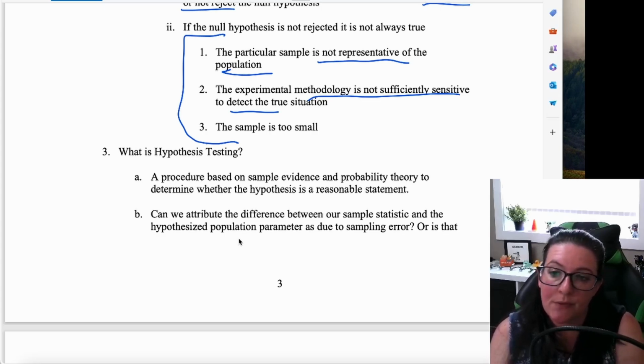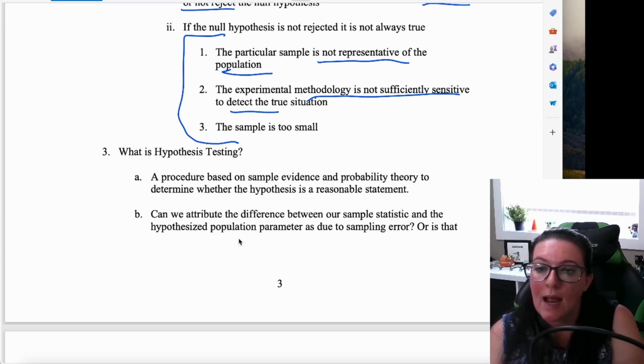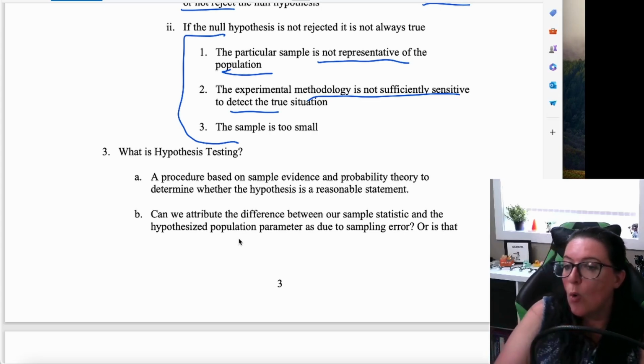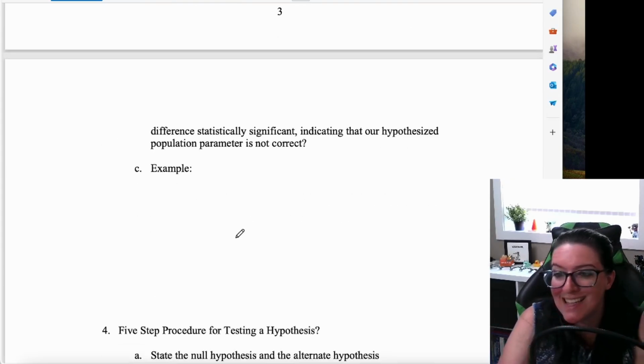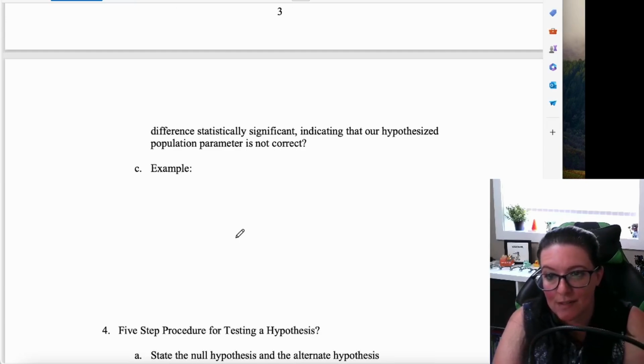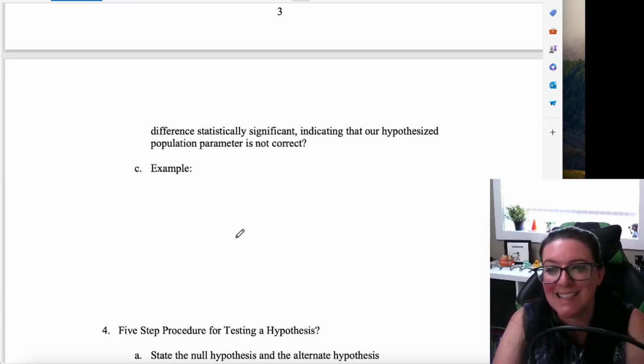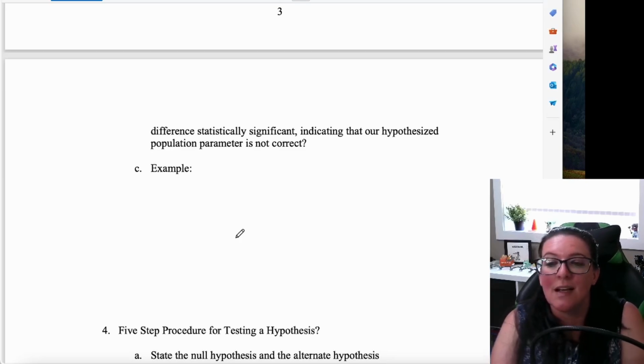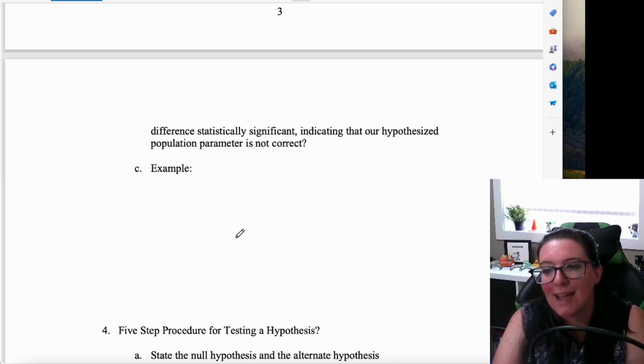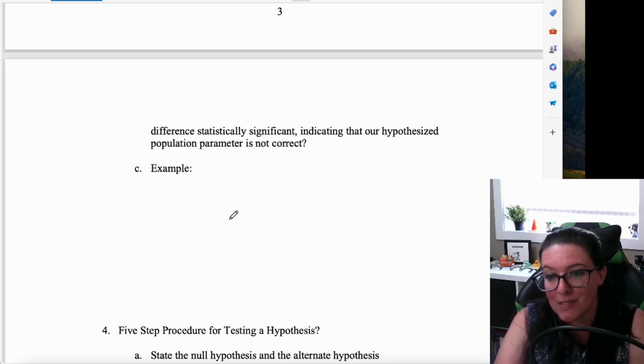Can we attribute the difference between our sample statistic and the population parameter as just being due to sampling error, or is there actually a statistically significant difference? Okay, so when we do these hypothesis tests, we'll often use the word statistically significant difference, meaning that we reject the null hypothesis, that it can't just be due to sampling error, that what we think about the population parameter, that null hypothesis is not true.